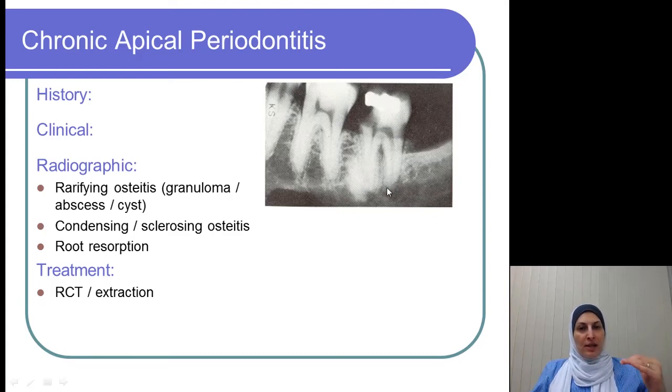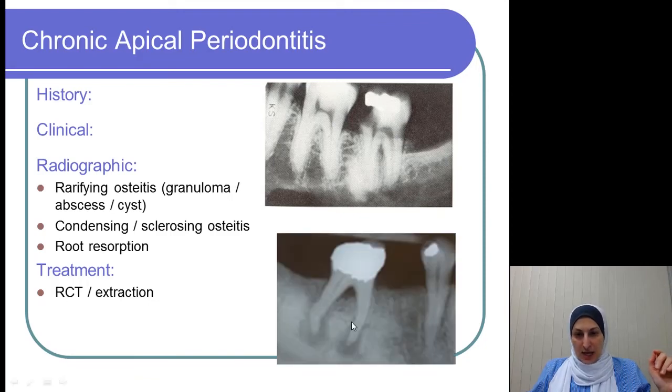So when you see a blunt end of the root, this is suggesting a root resorption. Again, the treatment is based on the tooth condition. If it is restorable, we'll do root canal treatment. If not, extraction is the treatment of choice.